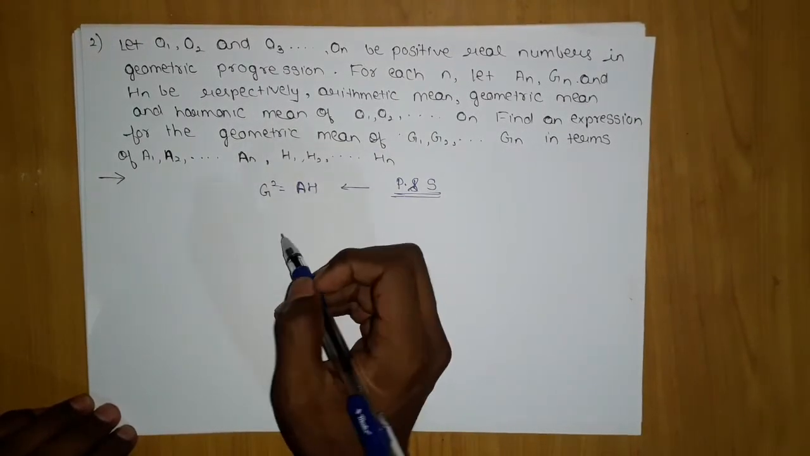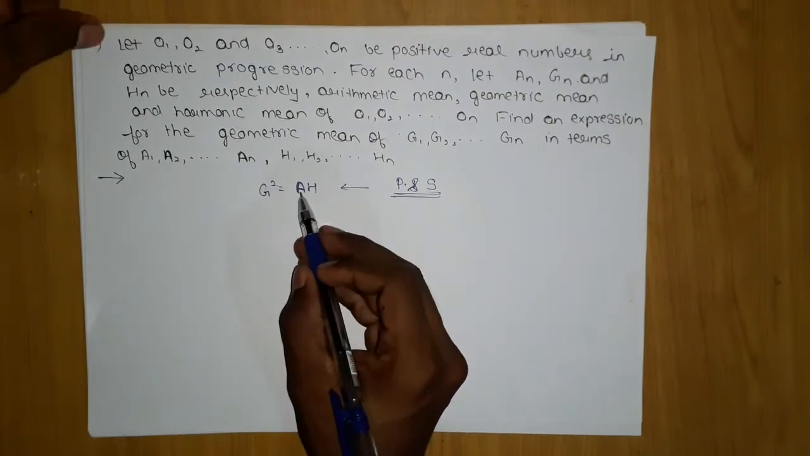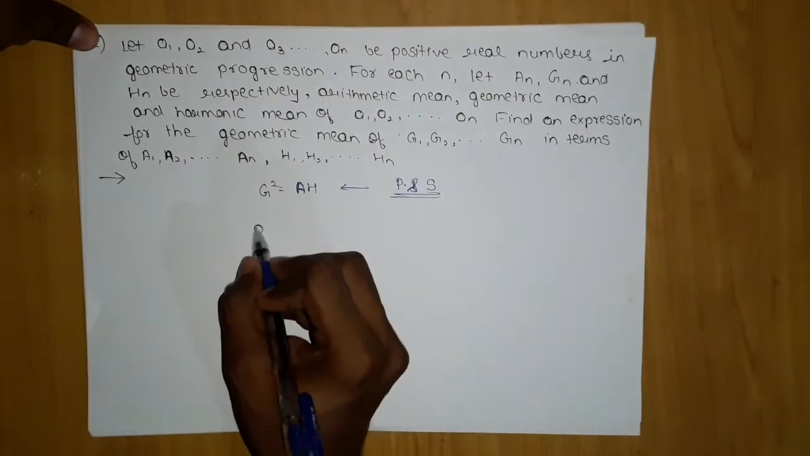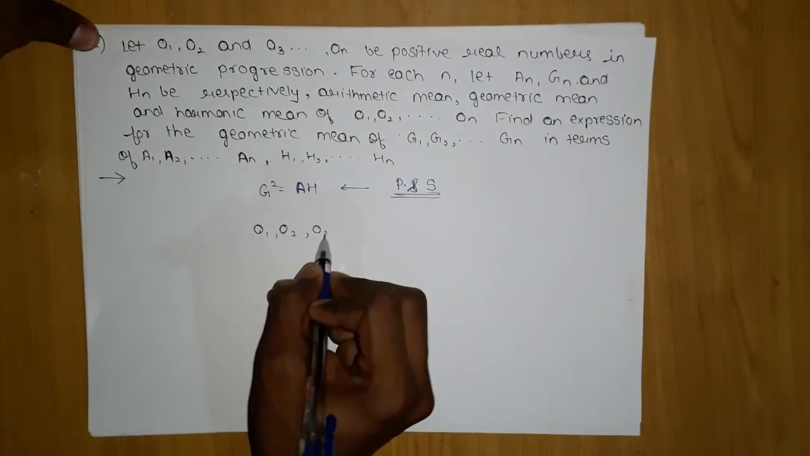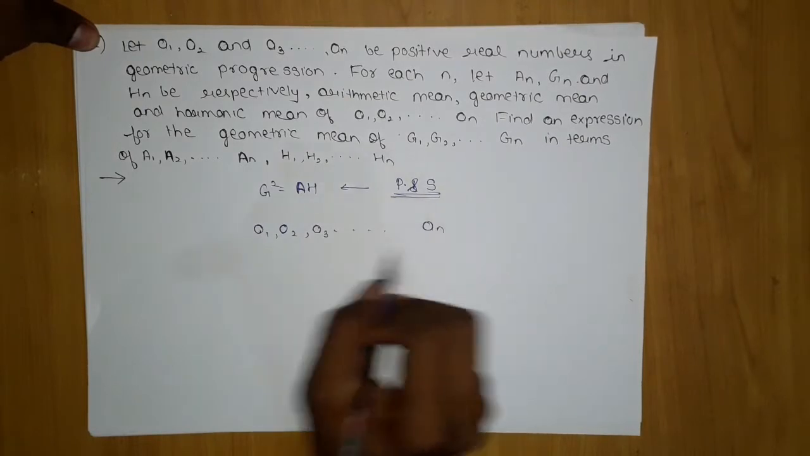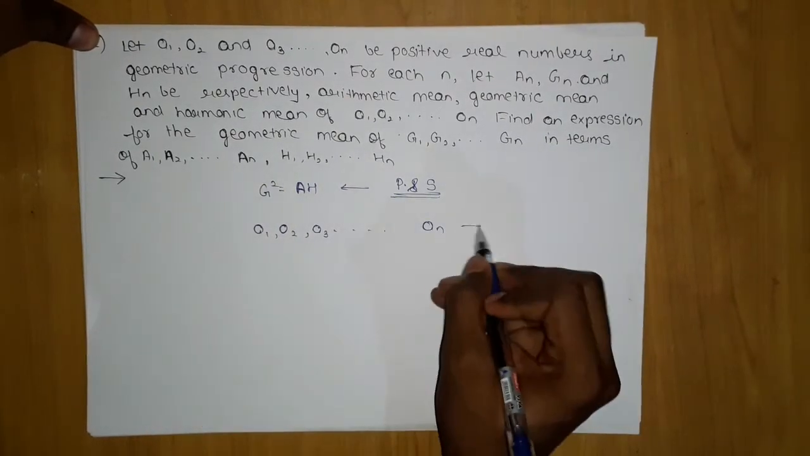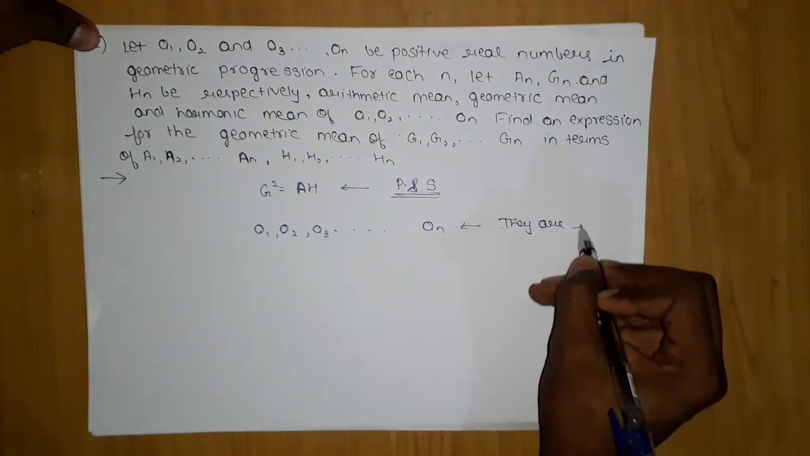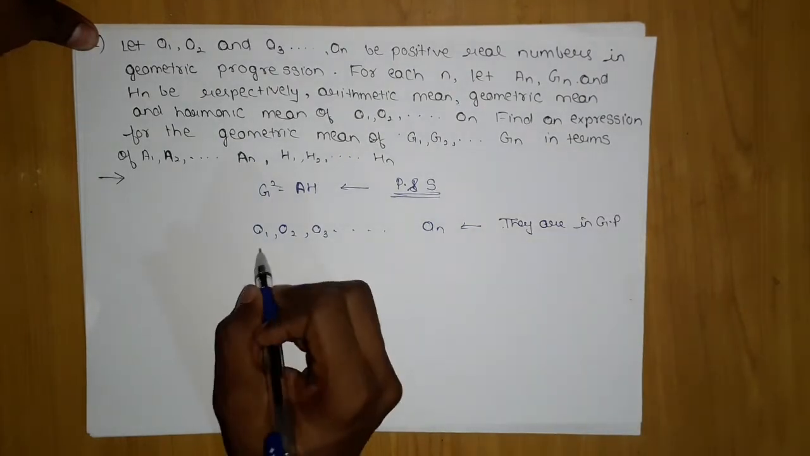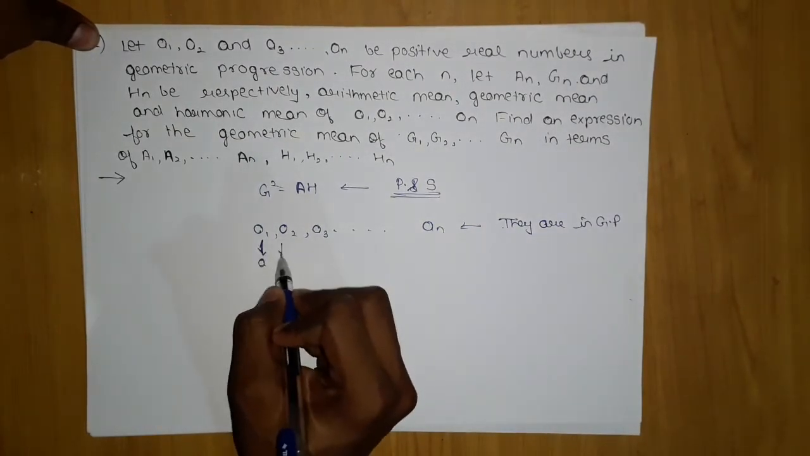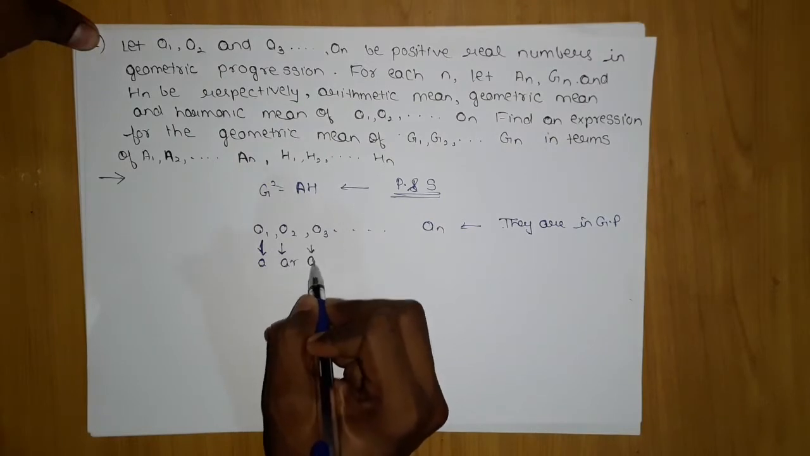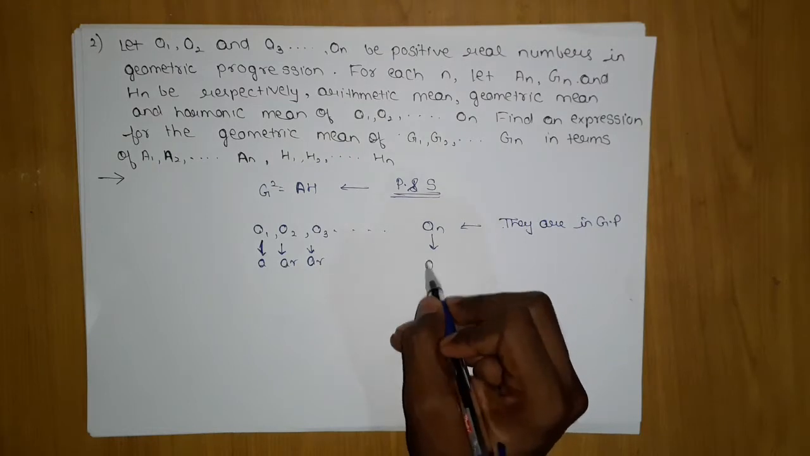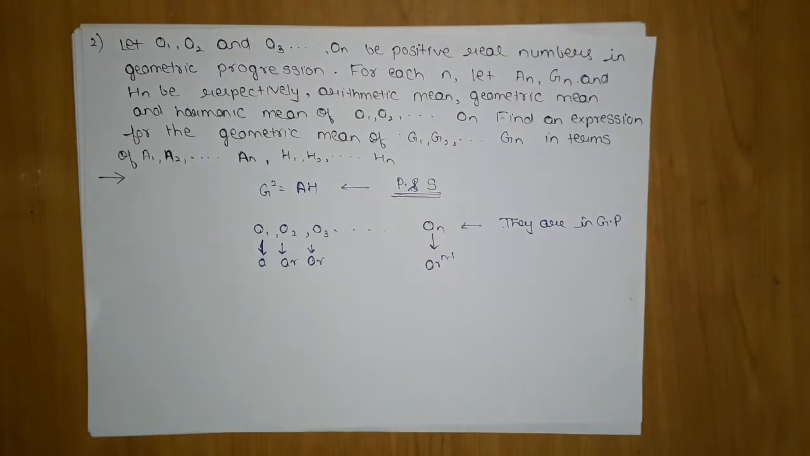But for that, what I need to find is the arithmetic mean, harmonic mean and geometric mean of this a1, a2, a3, and till an. If they are in GP, they are telling us they are in geometric progression, what that means is that I can write this as a, this as ar, this as ar squared. So what will be my last one? Use the Tn formula. Tn is equal to ar power n minus 1. So ar power n minus 1.